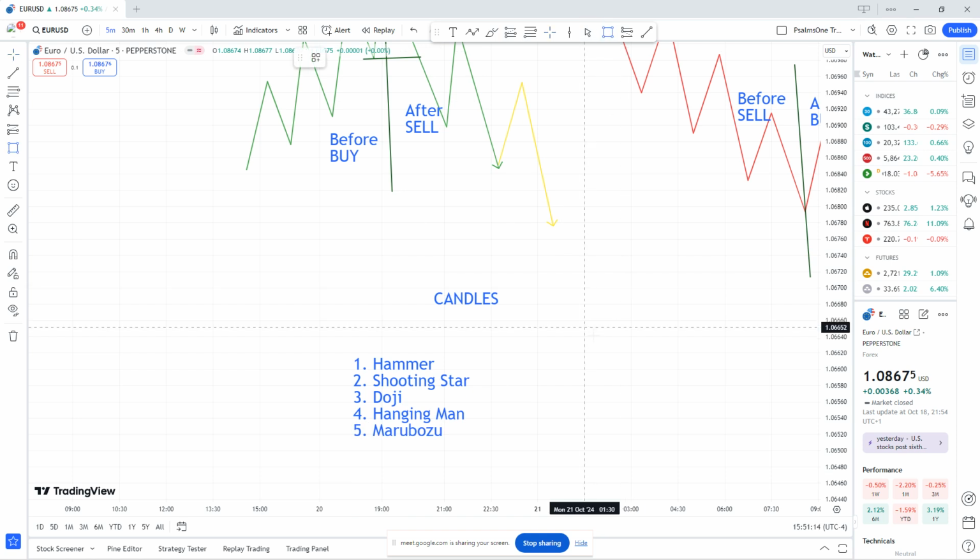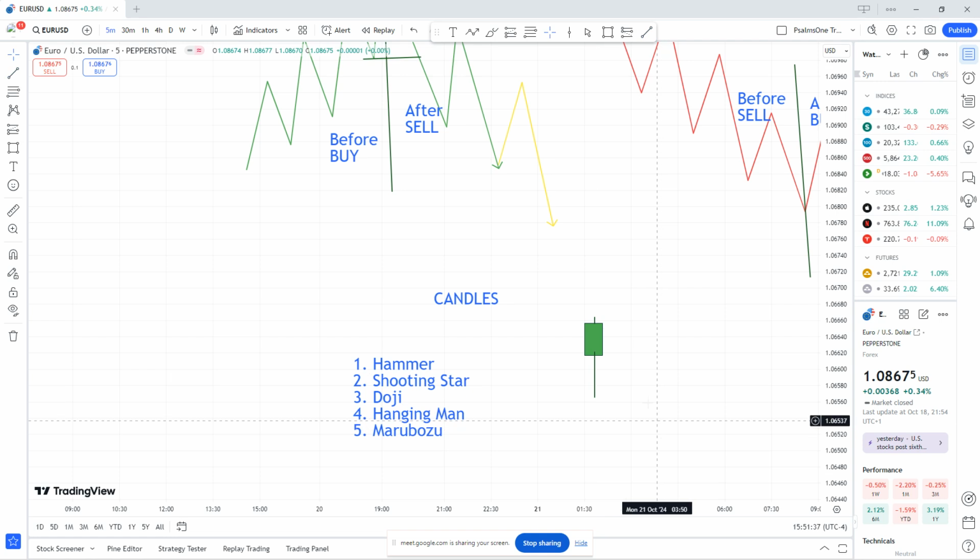So quickly talking about the hammer candle. This is what it will look like on the forex chart: a small body at the top and a long wick at the bottom. This is what we call a hammer.